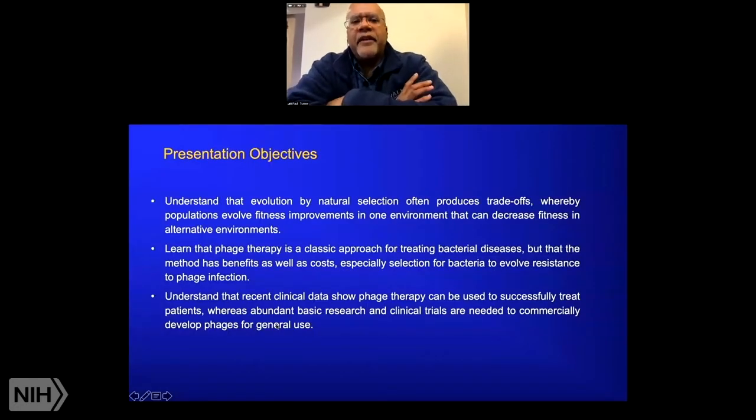The presentation objectives are listed here. I essentially am expecting that you'll learn something about natural selection and how it can often produce trade-offs. This is a very key aspect of evolutionary biology that we're capitalizing on when we do our phage therapy work. You will learn that phage therapy is indeed a classic approach to treat bacterial disease, but this method has some benefits as well as costs, and we're trying to update it so that the costs are more minimal compared to the benefits. And also, I hope that you will understand that clinical data show great promise for phage therapy.